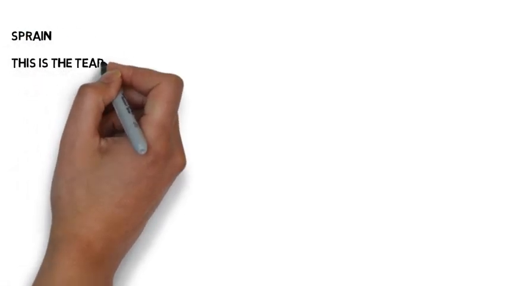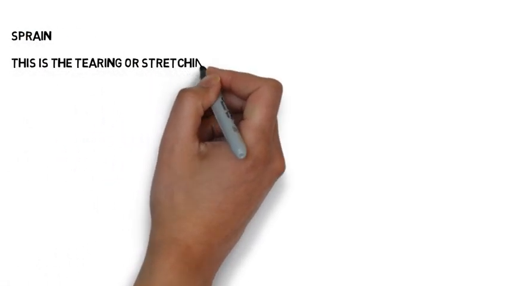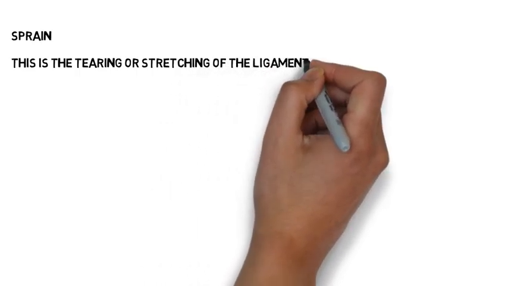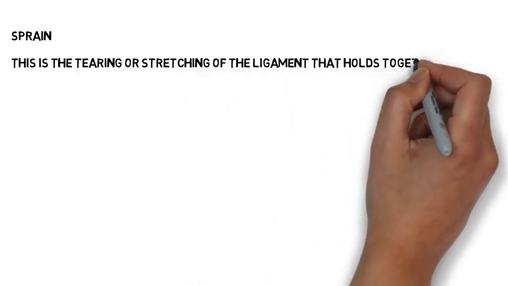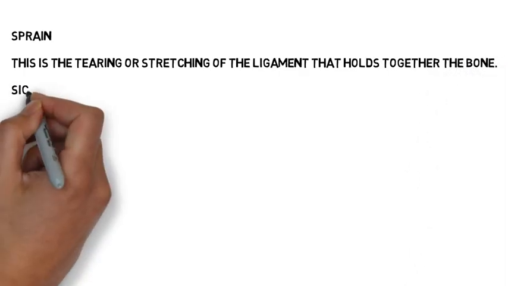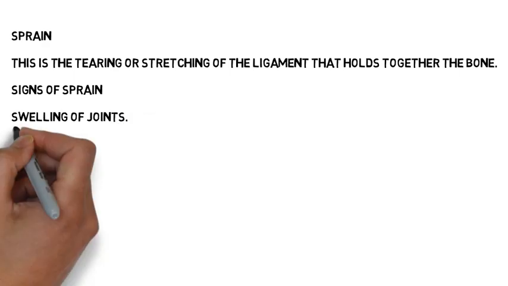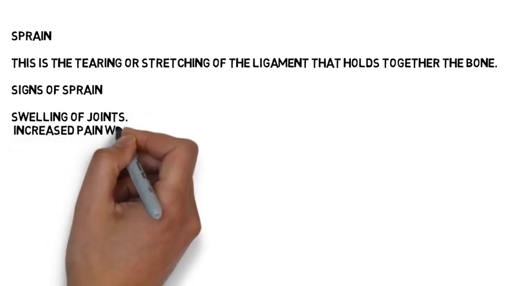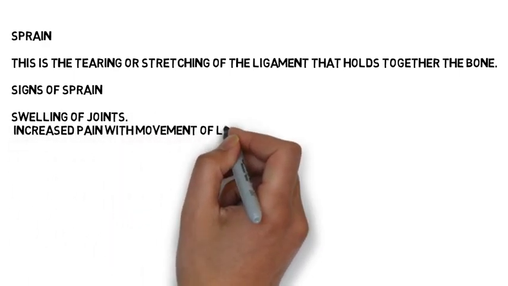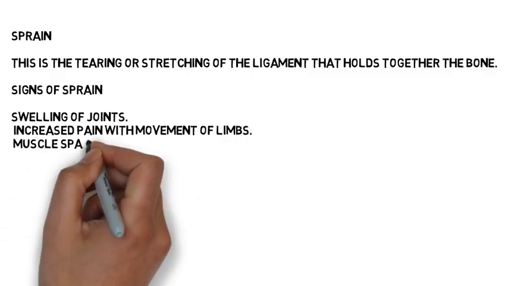Sprain. This is the tearing or stretching of the ligaments that hold together the bones. Signs of sprain: 1. Swelling of joints. 2. Increased pain with movement of limbs. 3. Muscle spasm.